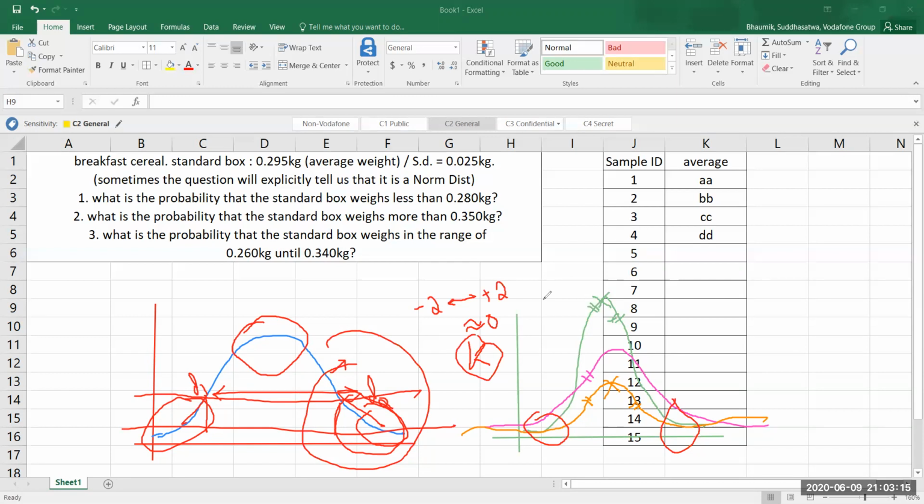Okay, so I have three rules. One is the visualization rule. Second is the skewness rule. Third is the kurtosis rule. These are very basic steps, very basic tests.